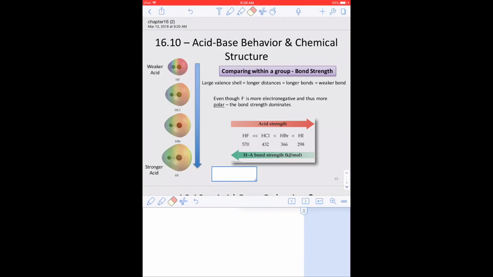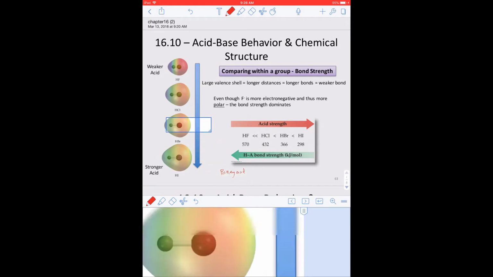Alright folks, this is the first part of the video for the end of chapter 16. We're going to review this slide. We have binary acids here. Binary acids are hydrogen attached to something else, and so we have a series here.